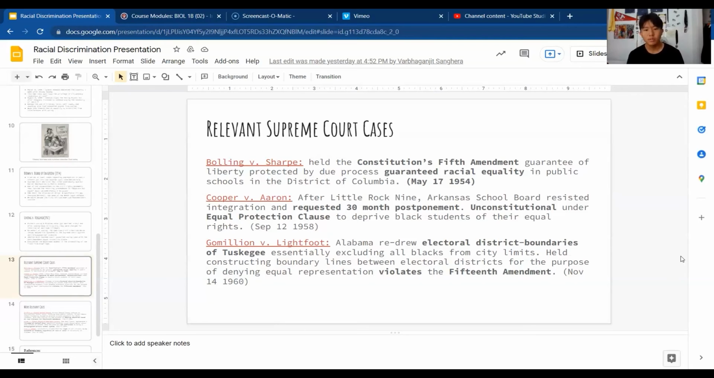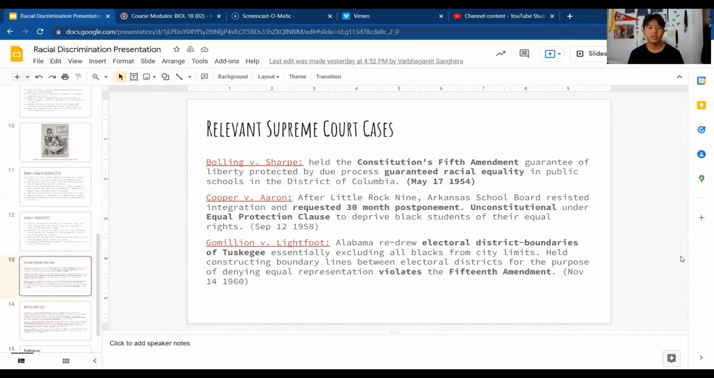So, relevant Supreme Court cases. Bolling v. Sharpe, which held that the Constitution's Fifth Amendment guaranteed racial equality through its guarantee of liberty protected by due process. This happened on May 17th, 1954, which is the same day as Brown v. Board. So that's why it's not so well known, because that case basically overshadowed Bolling v. Sharpe. Cooper v. Aaron, which happened after the Little Rock Nine. The Arkansas School Board resisted integration and requested a 30-month postponement, which is 2.5 years. Ultimately, the court held that it was unconstitutional under the Equal Protection Clause.